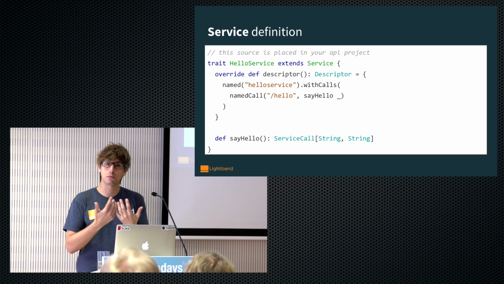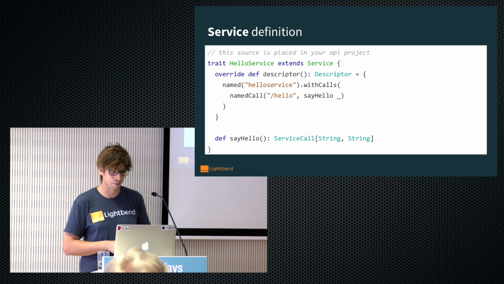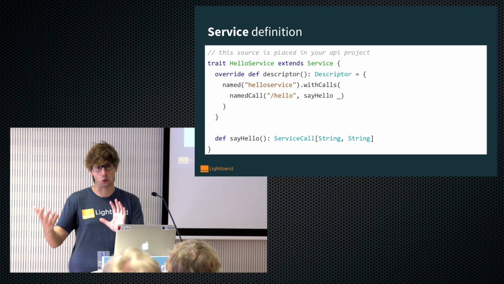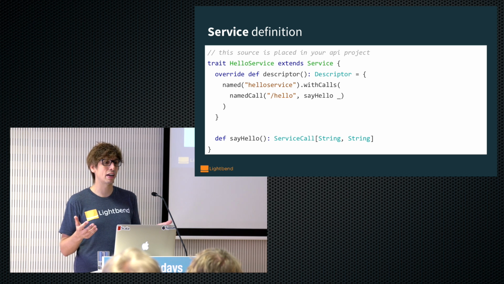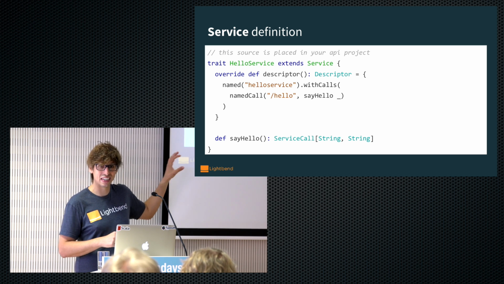So you start by providing the name of your service. In this case, it's hello service. And then you have this call to withCalls. And this is where you provide the set of endpoints that you want to expose. We have only one in this case. It can be reached at the static path hello. That is why we're using namedCall.